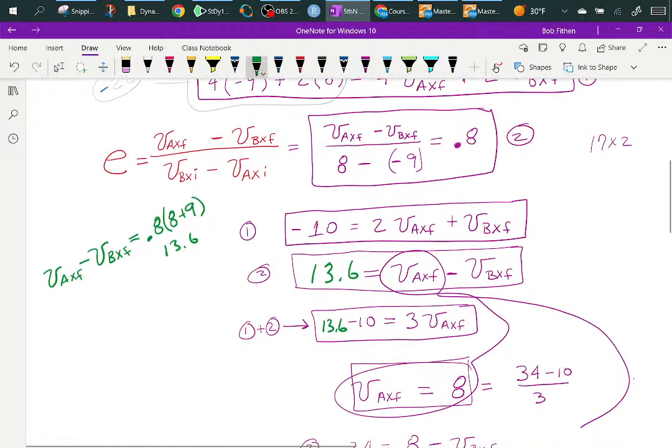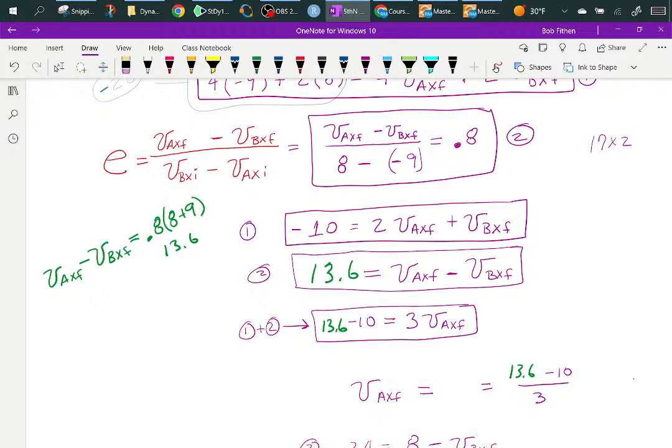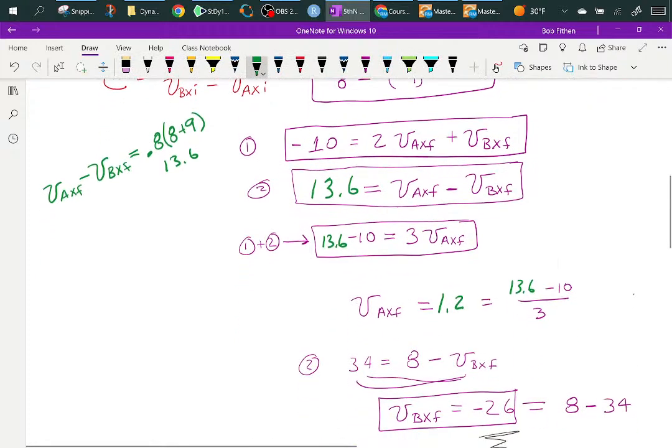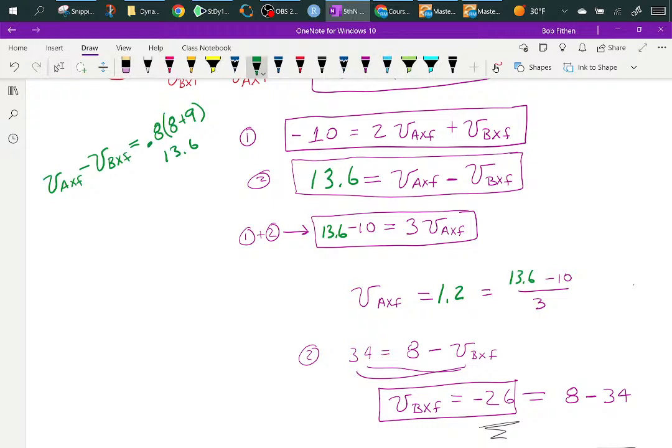Okay, now with that, 13.6 minus 10, 3.6 divided by 3 is 1.2. So this is, and here you can say 1.2. Now, if that's the case, this is not, okay, so 2. Okay, let me take 2 down.